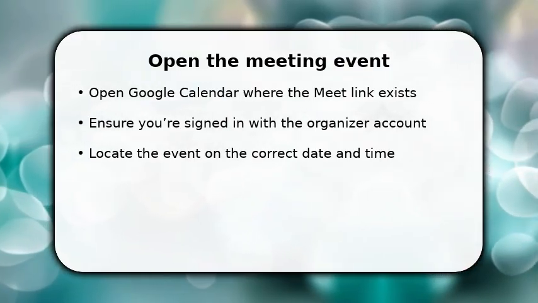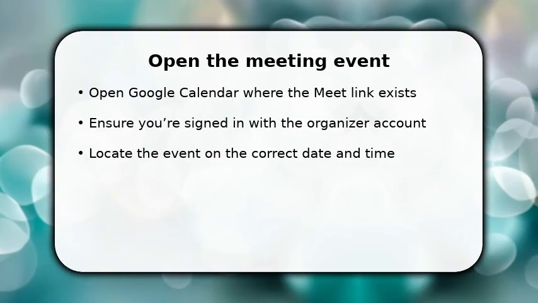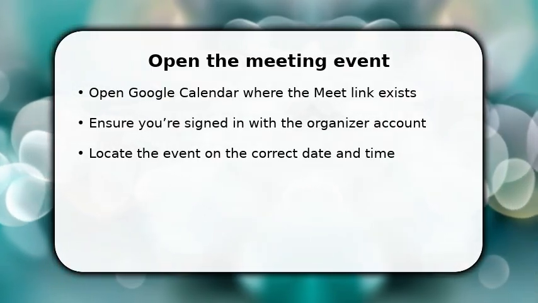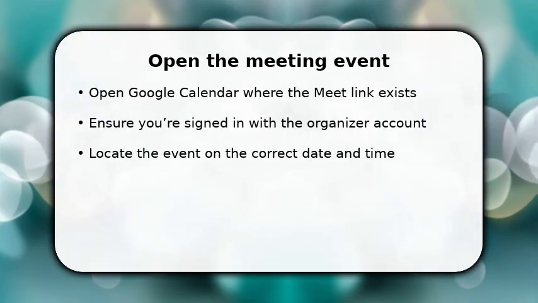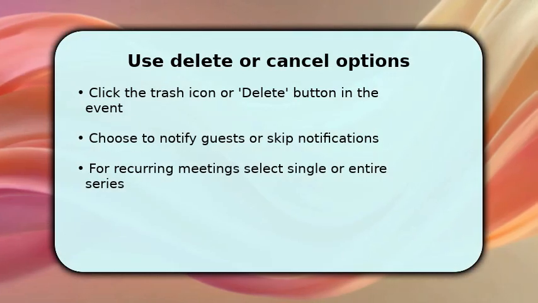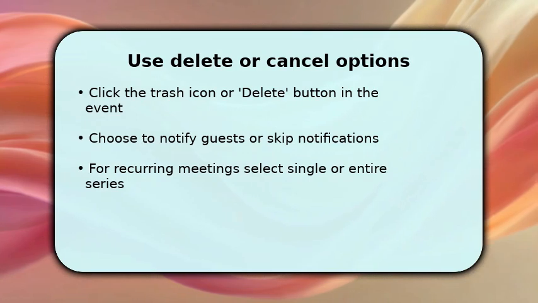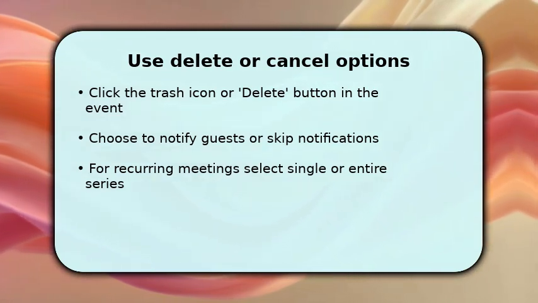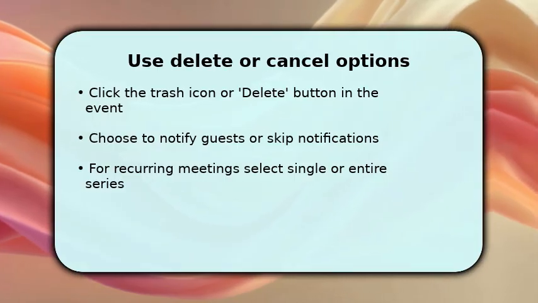Once the details are visible, make sure you confirm the correct date and time before proceeding to avoid deleting the wrong meeting. Now choose the delete or cancel action inside the event. You'll see options to notify guests. Notify when it's necessary so attendees aren't left wondering. Uncheck if you deliberately don't want notifications.